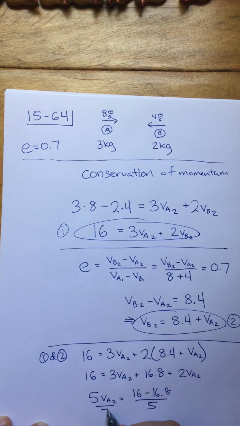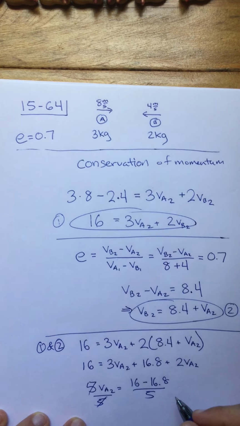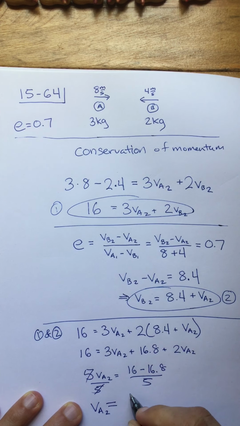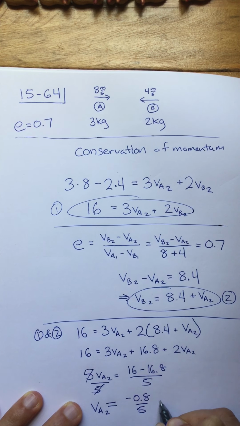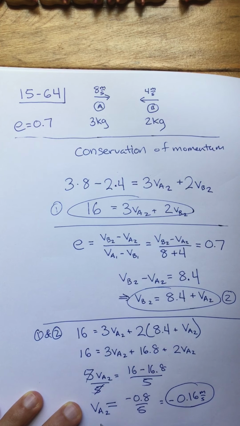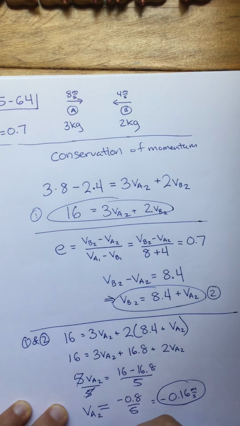And then I can divide both sides by 5. And I get VA2 is equal to negative 0.8 divided by 5, which is minus 0.16 meters per second. This is the velocity for ball A after the collision.